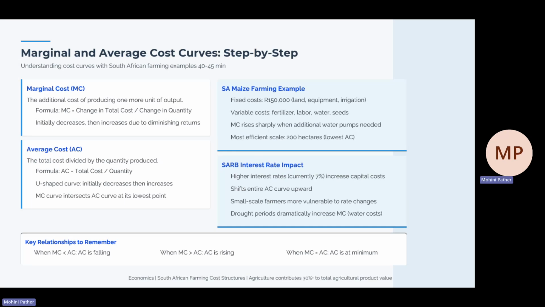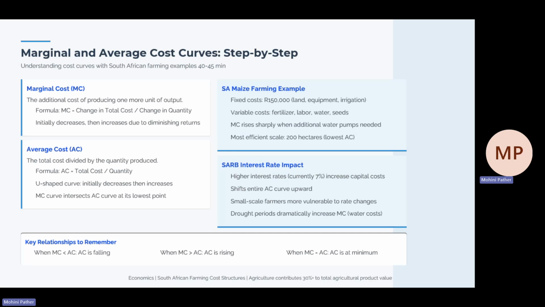Okay, so just a quick rehash of the marginal and average cost curves step by step. So marginal costs are the additional cost of producing one additional unit. Here we have the actual formula. So here there's a change in cost over the change in quantity produced. So initially it decreases and then it starts to increase due to diminishing returns. Then you've got your average costs. That is your total cost divided by your quantity. It is a U-shaped curve. And again, it initially decreases and then it starts increasing.